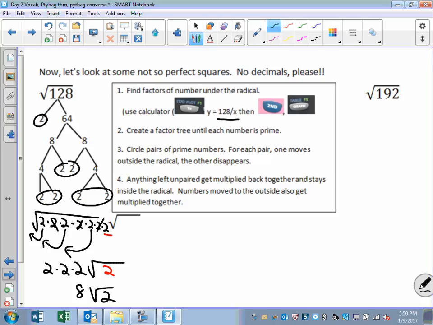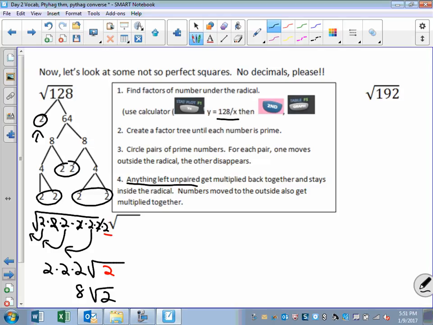So that's when it says circle the pairs of prime numbers. That's what I did. So we had 3 pairs. For each pair, one moved outside and one disappeared. So that's why I moved one out and crossed one out. And then the last one, anything left unpaired, which was that first 2 at the top. Okay. We just put that back in the radical. It was only that one left out, so we didn't multiply with anything.